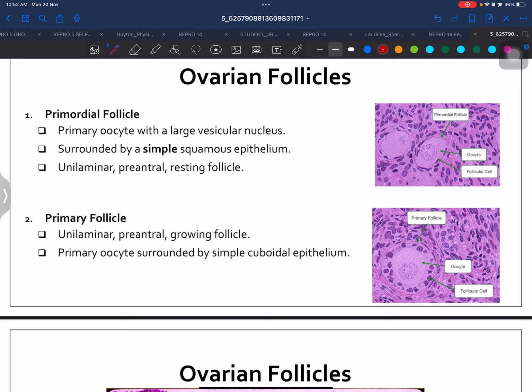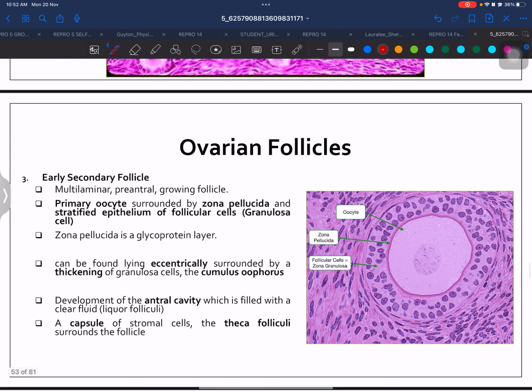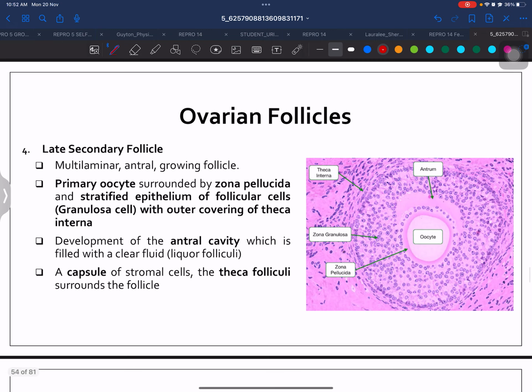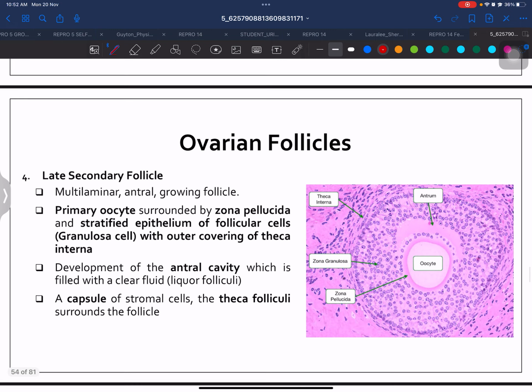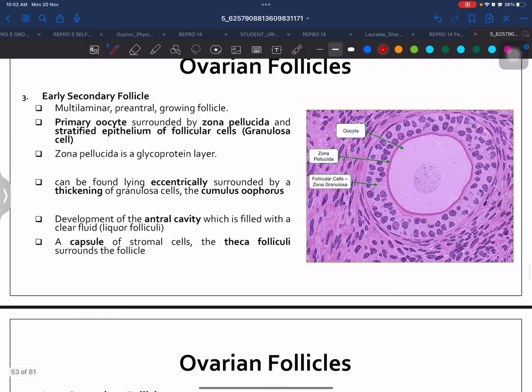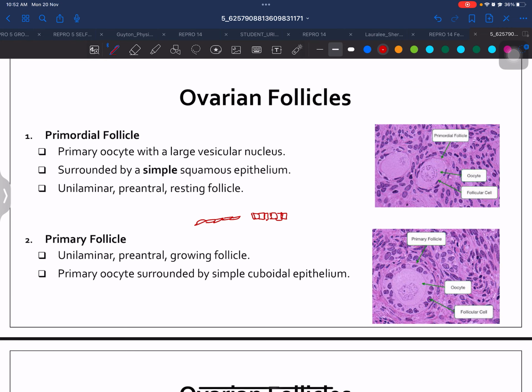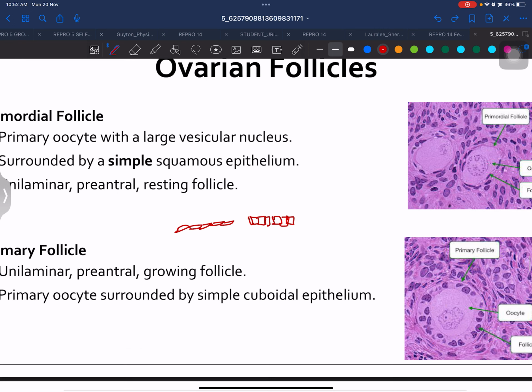Then we have the primary follicles. Primary follicles are also unilaminar and pre-antral, and their epithelium is cuboidal. Primordial is simple squamous; primary follicles have cuboidal epithelium. These are the primordial follicles, and the primary follicles have a cuboidal epithelium.